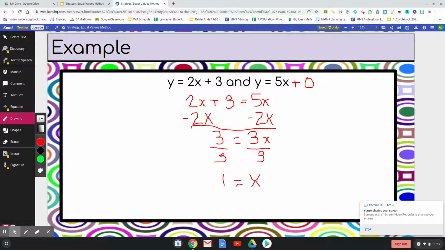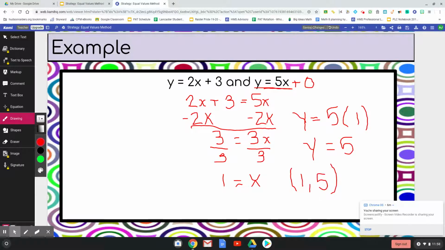I'm not done there. Remember, I need to solve for y as well. I can pick one of the equations to substitute this 1 into to solve for y. I'm going to use the second one here. I have y equals 5 times 1. 5 times 1 is 5, so my y value is 5. So the solution to this problem is (1, 5). If we were to graph these two equations, they would intersect at the point (1, 5).